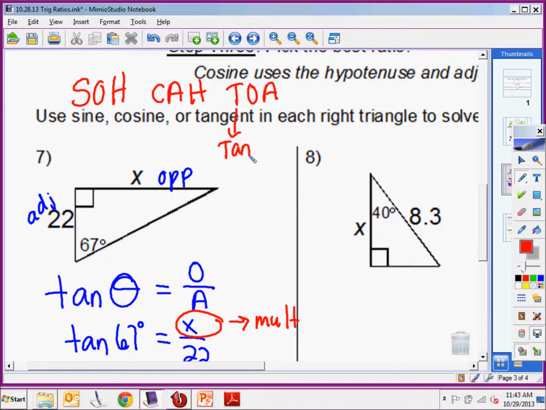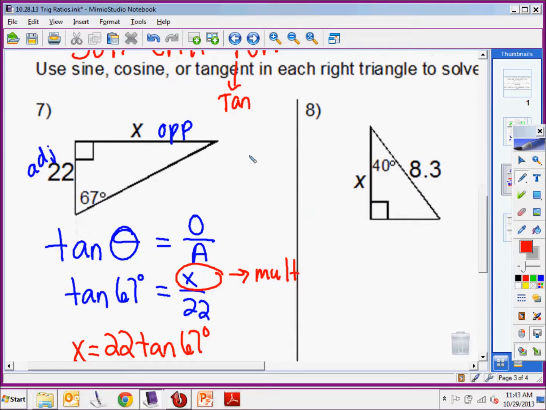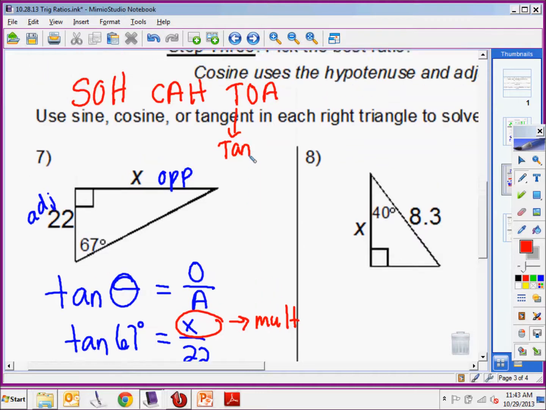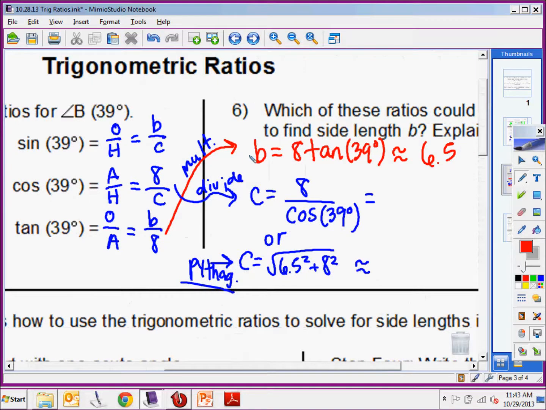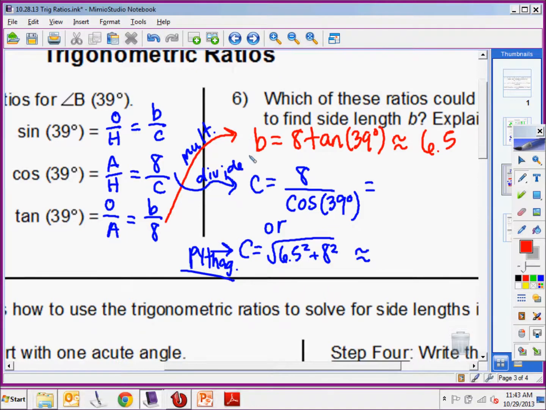So now we start plugging in. Well, we do know our angle. What's our angle? And then what's our opposite? We labeled it. And what was our adjacent? 22. And at the top we said, when we have our variable in the numerator, that means we're going to... When our variable's in the denominator, we're going to... Are we caught on now? We're on the train? All right.